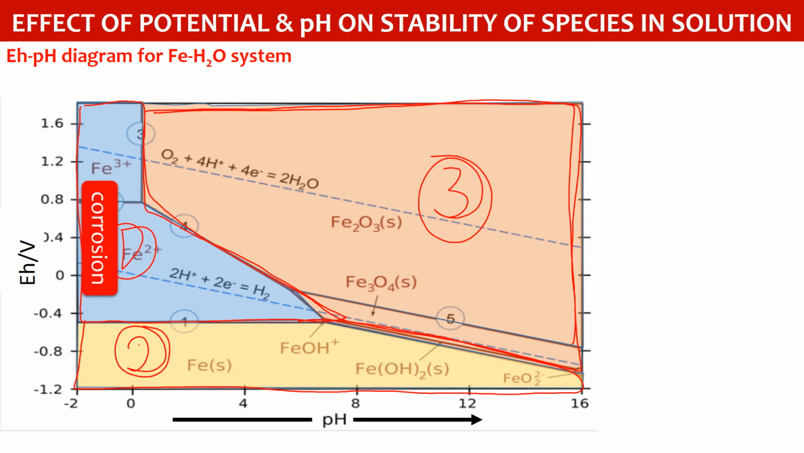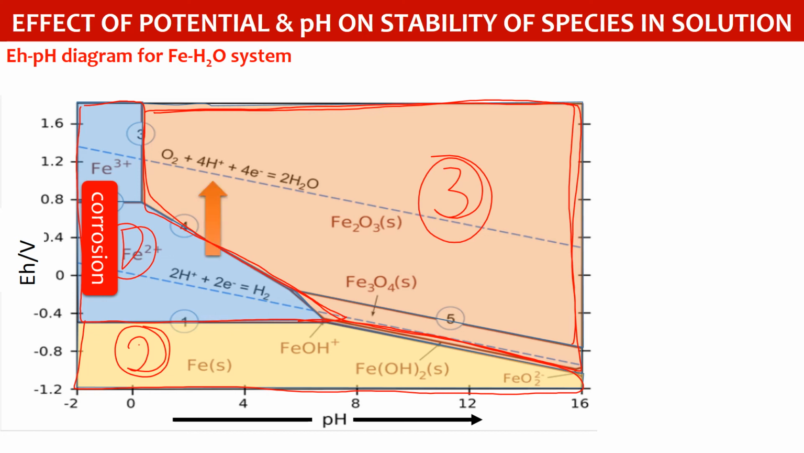So we can confirm that region one is a corrosion region, because if you put iron in such conditions, it is going to corrode. It is going to go into solution. It is going to be mass transfer from solid into aqueous state. So there is going to be corrosion. That's a corrosion region.